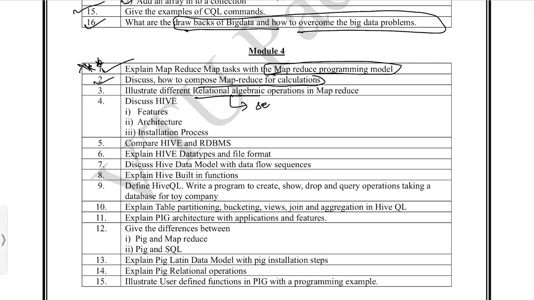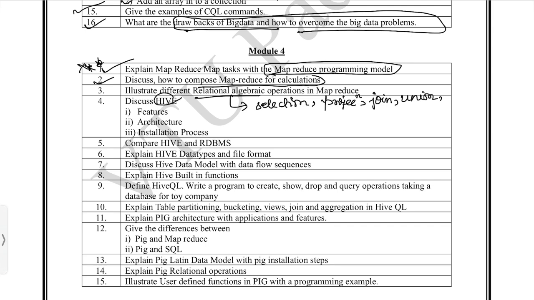I have mentioned selection, projection, then join, union, then what was there? Some more were there. I was not able to recall. Please go and check in the video. Okay, some 5 to 6 relational DBMS operations can be performed in MapReduce. So you have to explain everything with the help of an example, and make sure you are making use of tables to explain the process.